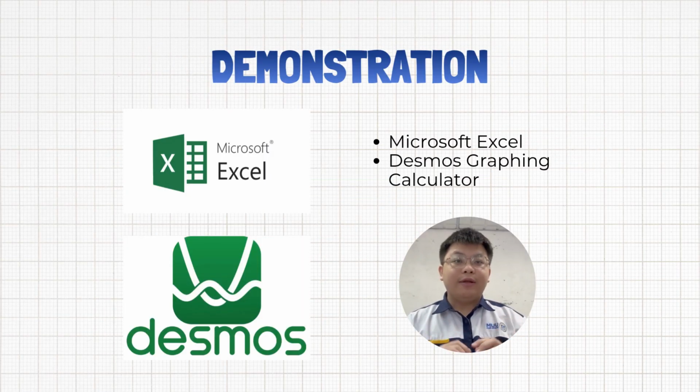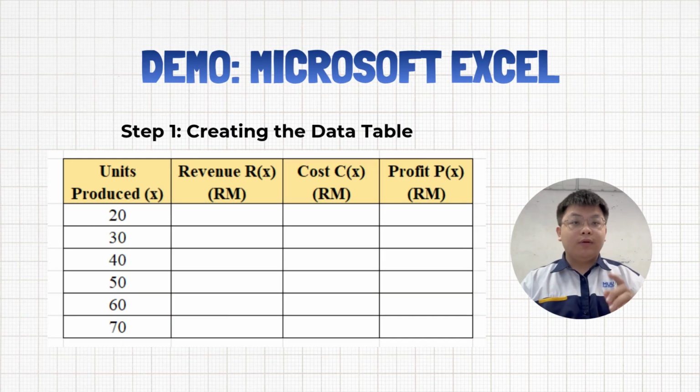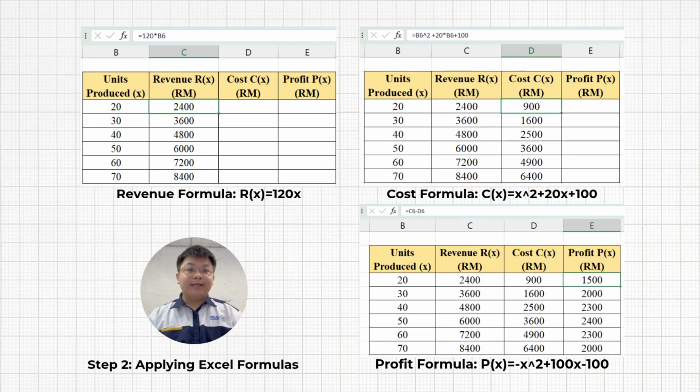Moving on next, we would like to demonstrate two methods to display the profit maximization using differentiation, which are Microsoft Excel and Desmos graphing. First of all, for Microsoft Excel, we will need to create a table that has columns including units, revenue, cost, and profit. And first of all, we will insert the units ranging from 20 to 70. After inserting the units produced, we will also fill in each column using their respective formula for the revenue, cost, and profit, as displayed in the table below.